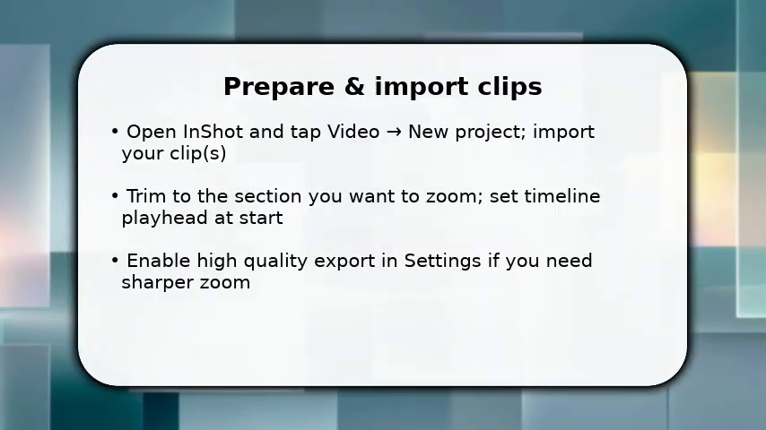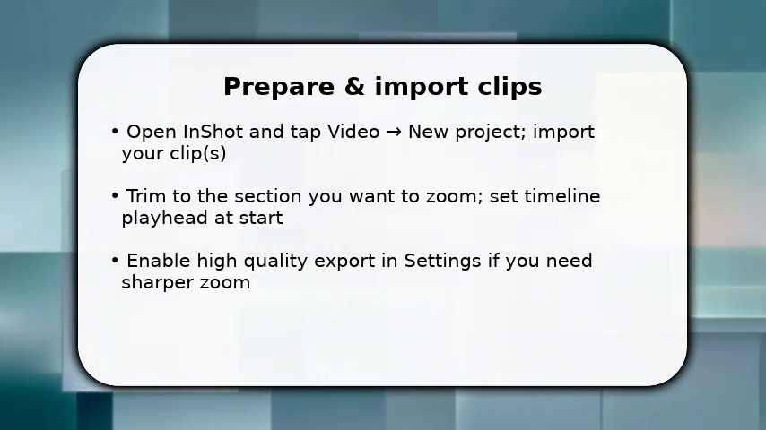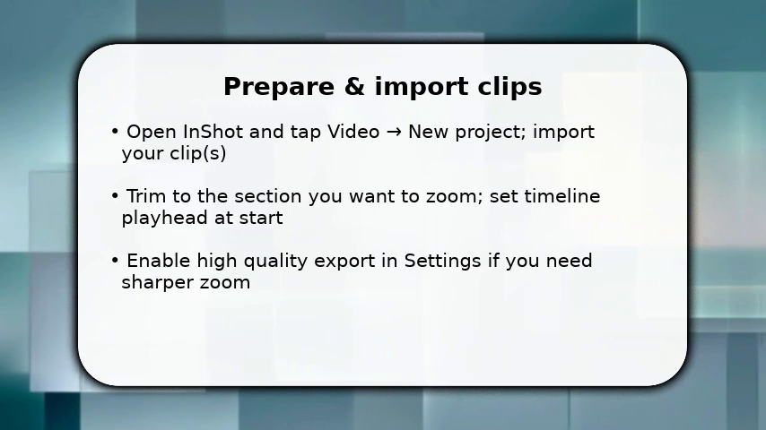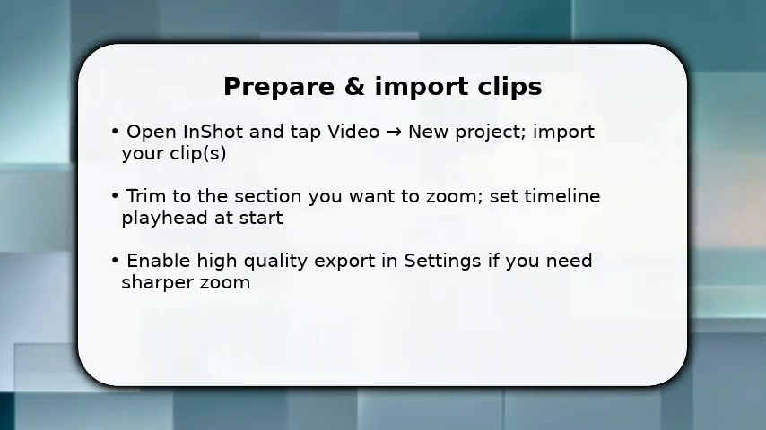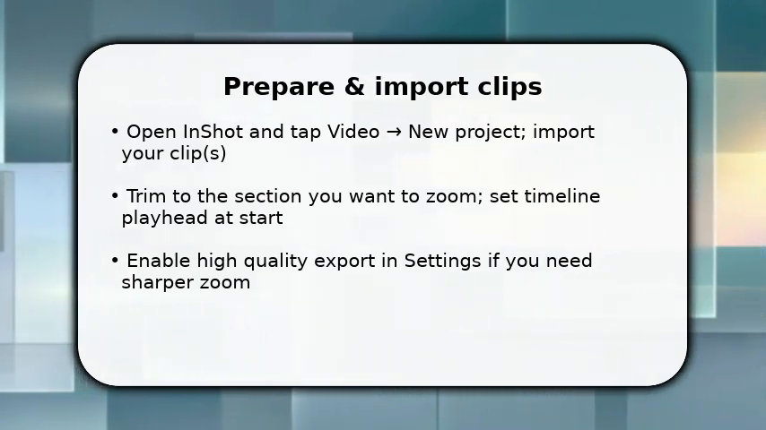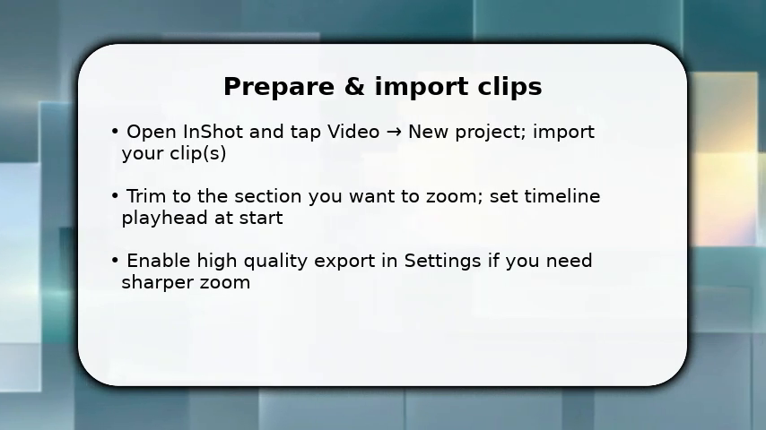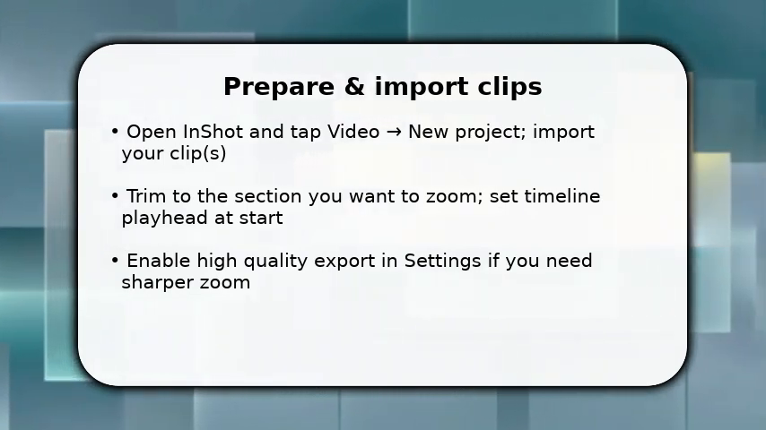You start by importing the clip and isolating the moment you want to magnify. Place the playhead at the exact frame where the zoom should begin, then trim excess footage so you work only with the relevant segment. Once done, make sure project quality is set higher to avoid pixelation during scale. This matters because zooming enlarges pixels. You're now ready to add motion.